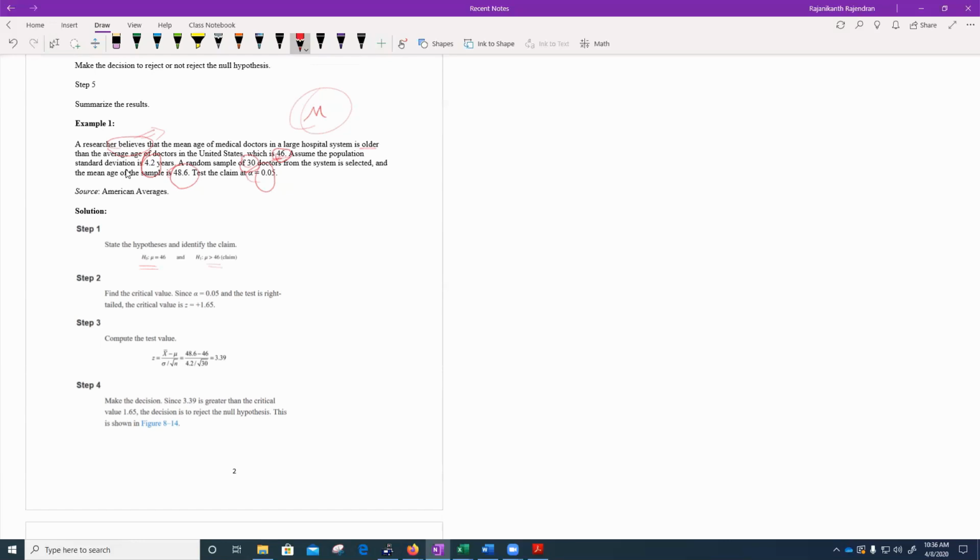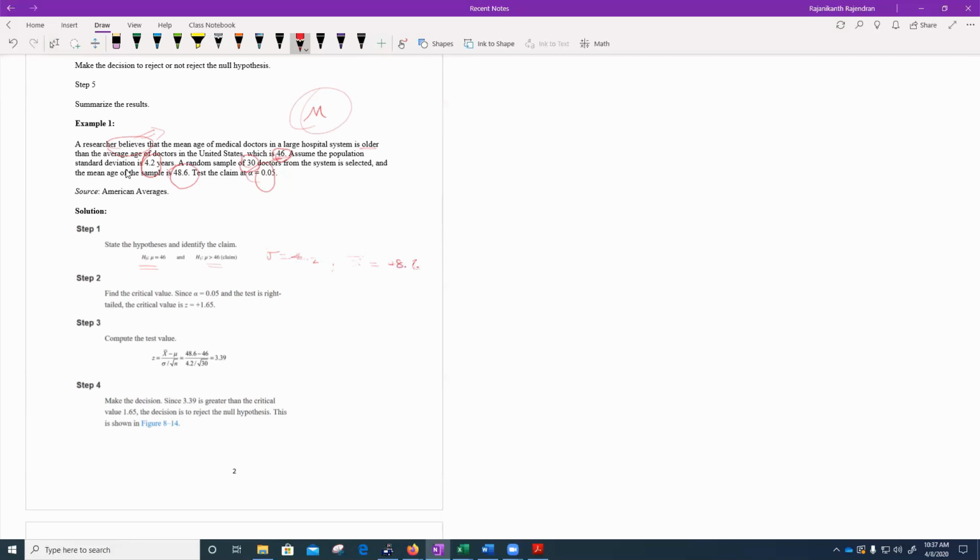Now we have to figure out these numbers. What is this 4.2? That is the population standard deviation. Therefore, little sigma is 4.2. And what is x bar here? Sample mean, the average of the sample. The average age of the sample is 48.6. Therefore, x bar is 48.6.